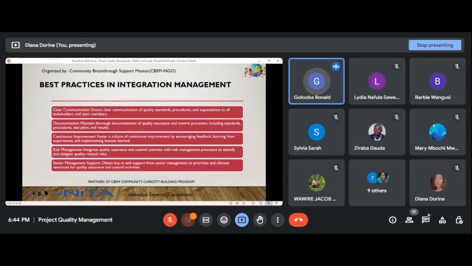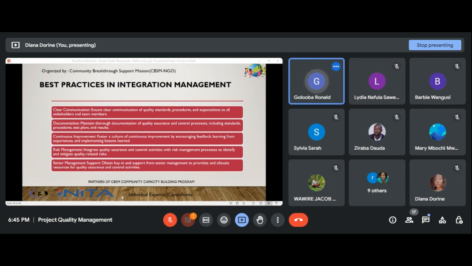So we have some of the best practices in quality management. We have clear communication. Once people know the quality standards, the procedures and expectations by all stakeholders and team members, then for sure the quality of your product or service will be maintained.